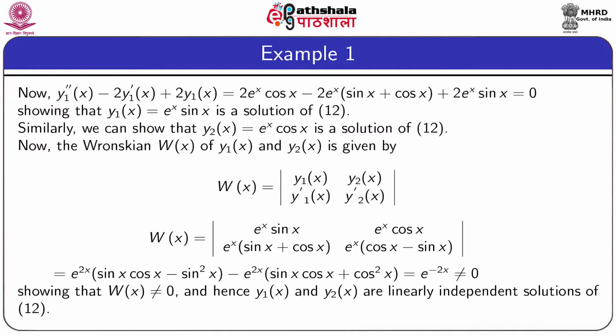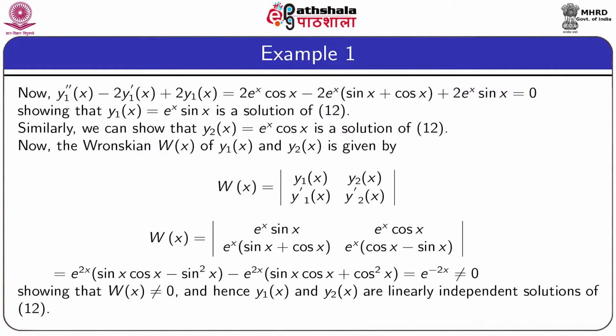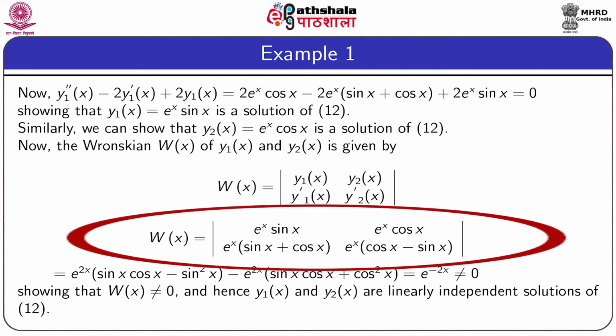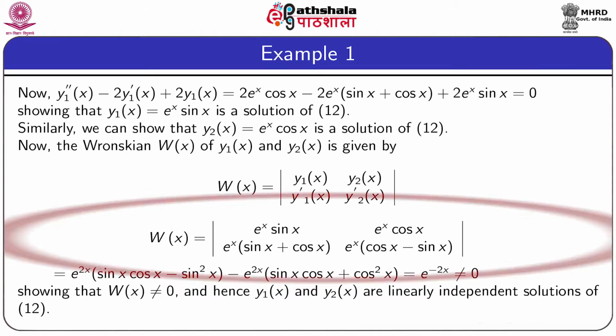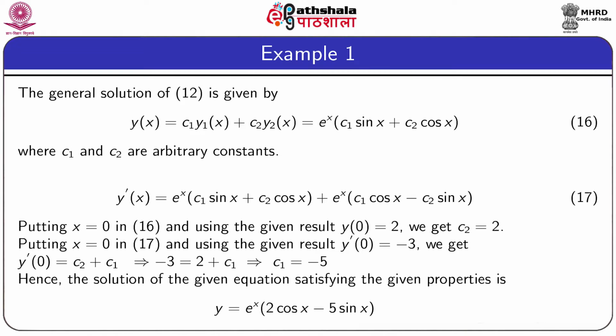Now, the Wronskian of y1 and y2 is given by W(x) is equal to the determinant y1(x), y2(x), y1 dash(x), y2 dash(x). If we substitute the actual values of y1 and y2 and expand the determinant, we will obtain W(x) is equal to e to the power minus 2x, which is not equal to 0, showing that the Wronskian of y1 and y2 is not equal to 0, and hence we conclude that y1(x) and y2(x) are linearly independent solutions of the given differential equation 12.